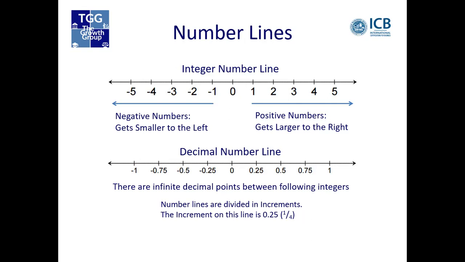And the number lines are always divided in increments. So increments just mean that the spaces on the number line represent the same value. So if you look at the one at the top, the integer number line, the increments there was 1. But if you look at the decimal number line at the bottom, the increments are a quarter.